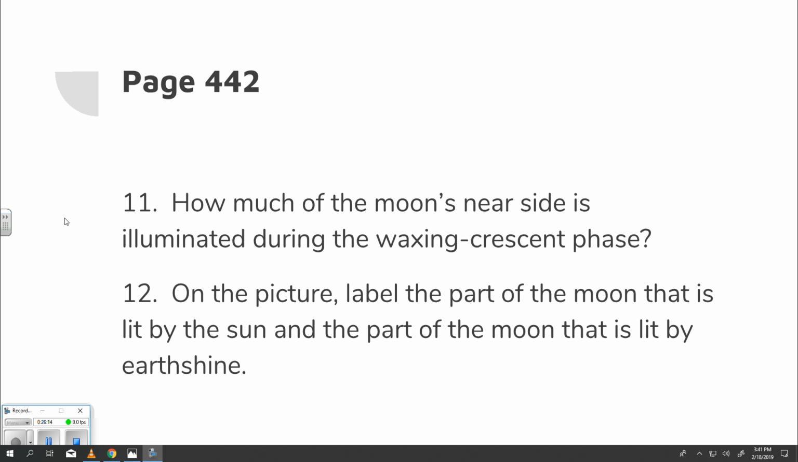Question 12. On the picture, label the part of the moon that is lit by sun and the part of the moon that is lit by Earthshine. Label the brighter right portion of the picture sun. Label the darker left portion of the picture Earth. The right portion sun, the left portion Earth.